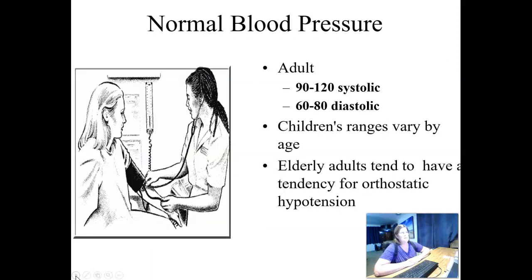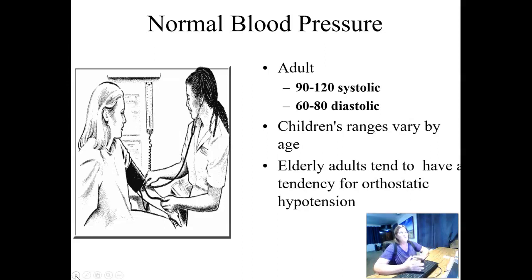So normal blood pressure values for an adult is 90 to 120. That is the systolic range, 90 to 120. The diastolic range, the resting range, is 60 to 80. So the thing is we don't really consider things hypertension, high blood pressure, till we get over 130.